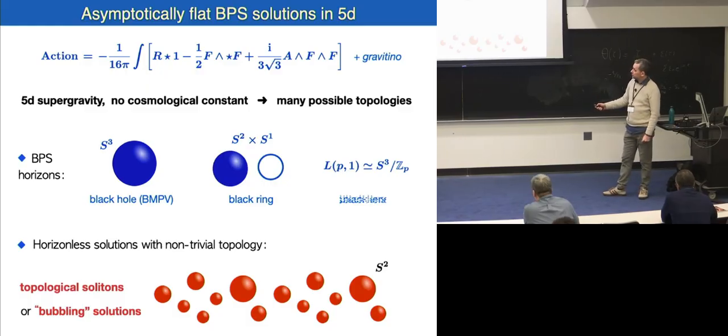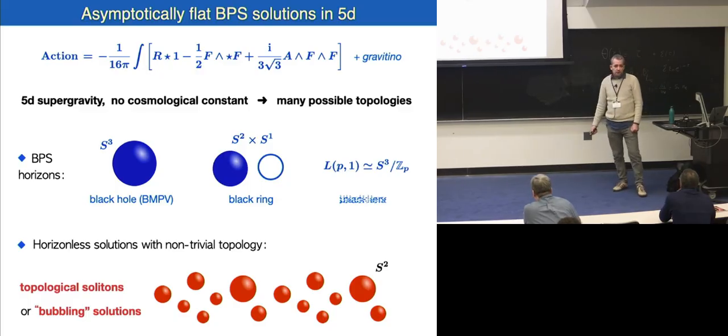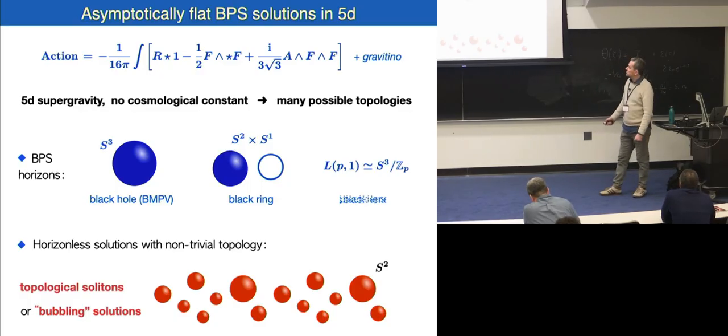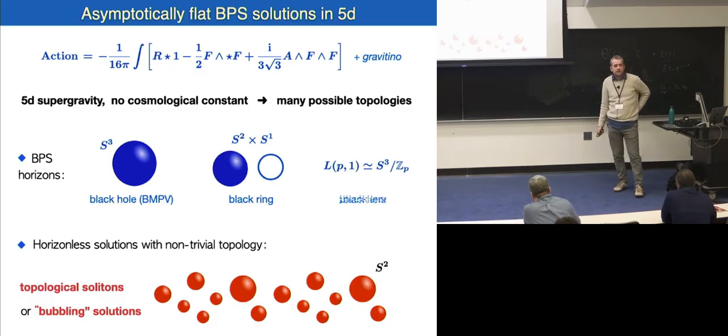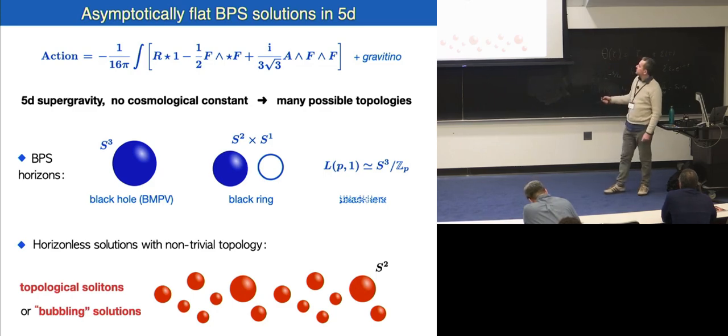For instance, if we consider BPS horizons, these have been classified and realized in explicit solutions. So we can have an S^3 topology. This is the horizon topology of the BMPV black hole, as well as of its non-rotating version, that is the Strominger-Vafa black hole. Then we may have an S^2 times S^1 topology. This is the topology of a black ring. This is also explicitly known. And okay, here it's not really visible. We can also have a more exotic lens-space topology that is an orbifold of S^3 that is classified by the rank of the orbifold, that is by this integer p.